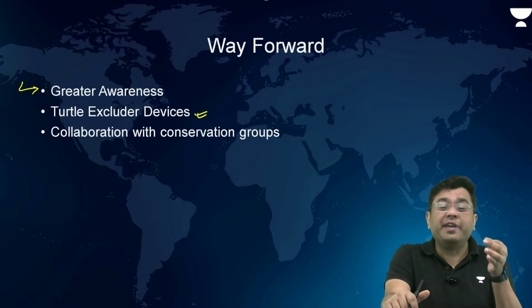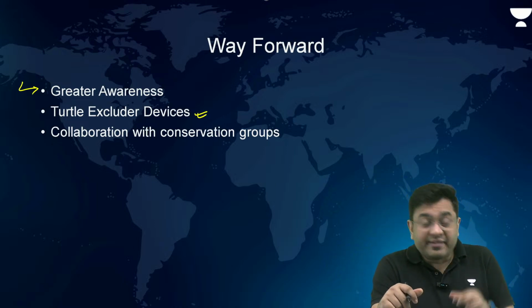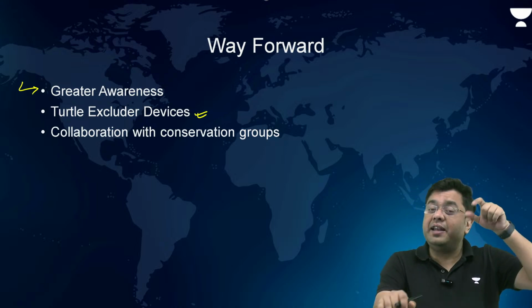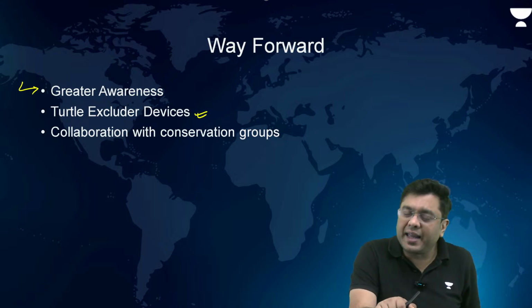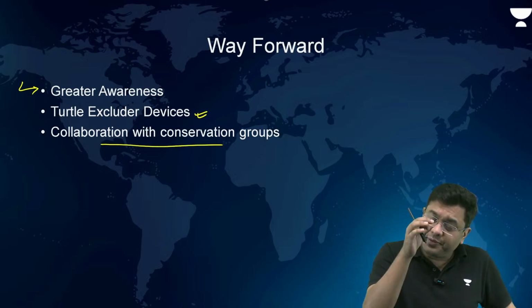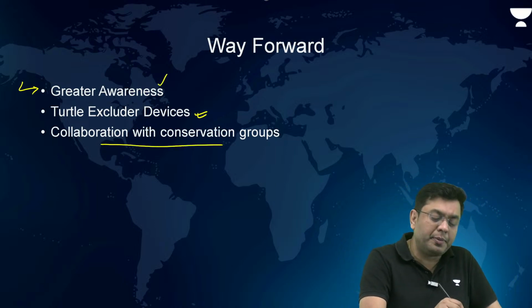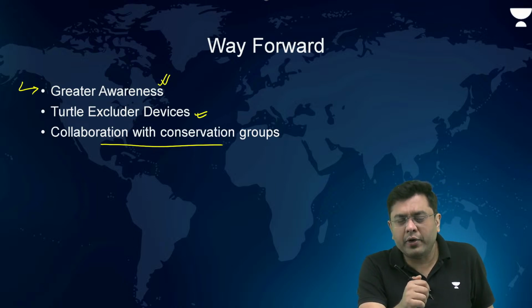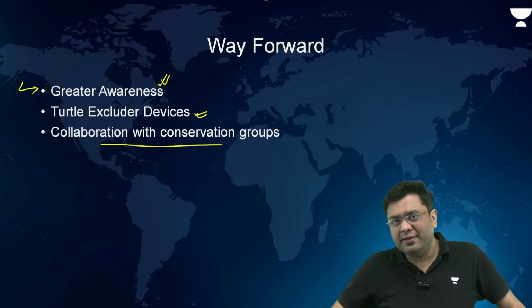The NGOs have a greater role to play. Some of the NGOs patrol the coastal areas to see if there is any misaction against the olive ridley turtles. So collaboration with the conservation groups is very, very important for awareness purposes as well, for distribution of devices as well, and so on. Okay, only then can we ensure the conservation.